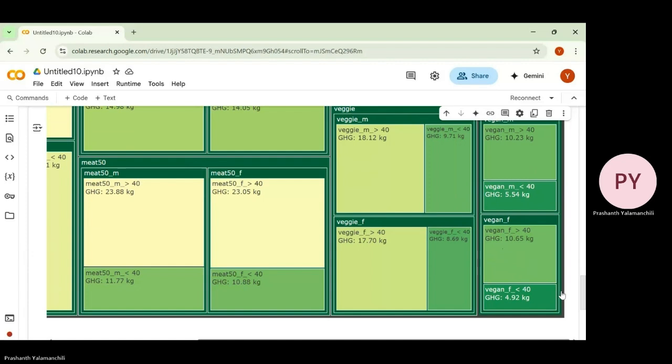The unique observation we made here is, despite vegetarians and vegans having lower per person GHG emissions, the cumulative sum of older participants, greater than 40, has higher GHG emissions compared to younger participants. It looks like they have higher consumption patterns than expected.